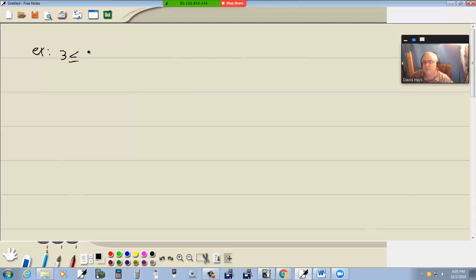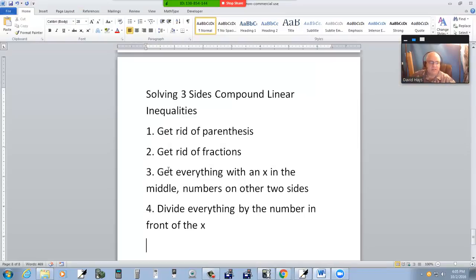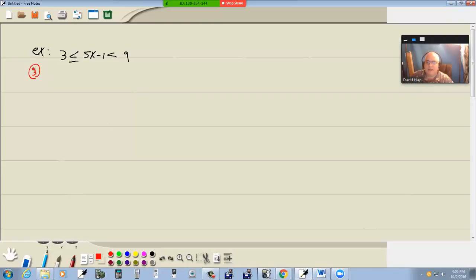Okay, 3 is less than or equal to 5x minus 1 is less than 9. Step 1, get rid of parentheses, don't have any. Step 2, get rid of fractions, don't have any. Step 3, get everything with an x in the middle, numbers on the other two sides, so I'll take this negative 1 over to both of the other sides. Just like before, when we took anything across our inequality symbol, the sign changed, so this negative 1 becomes a positive 1. And over here, same thing. It's equivalent to adding 1 to all three sides. So we got 4 is less than or equal to 5x is less than 10.